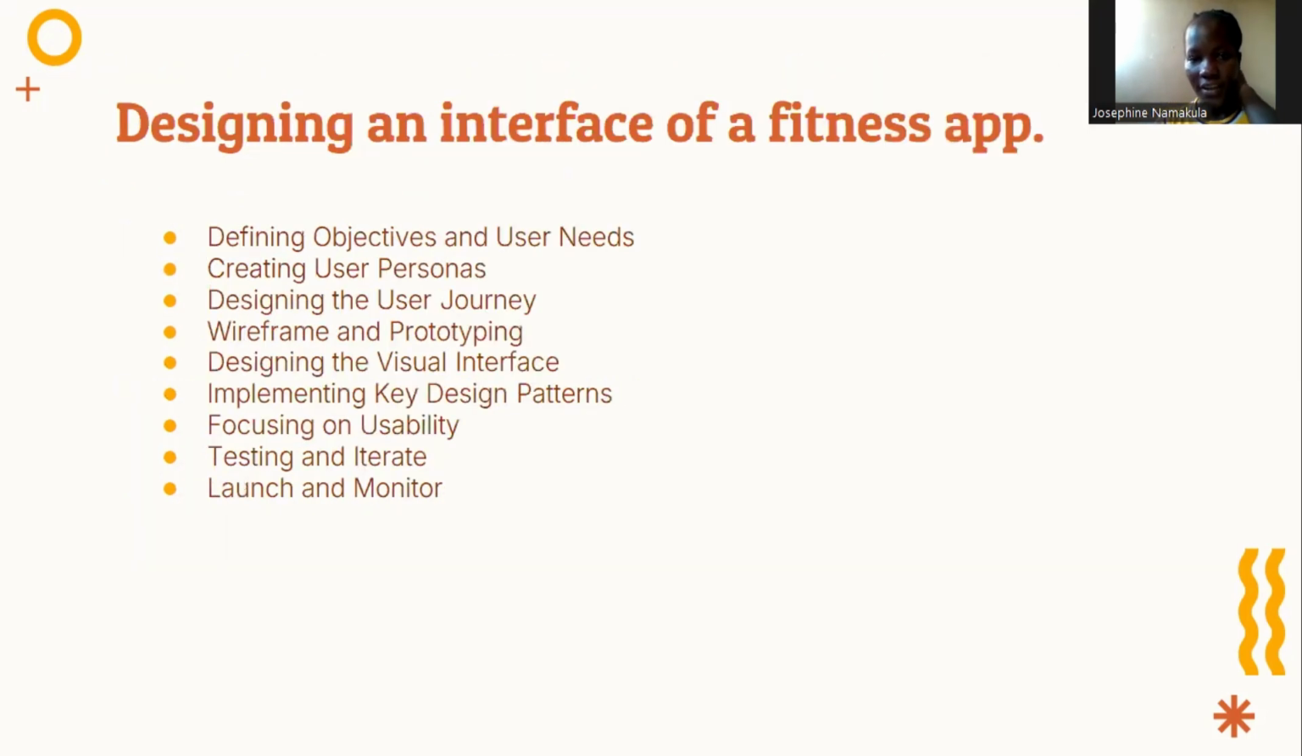When I move to the next slide, we were asked: how would you design a user interface for a new mobile app that allows users to track their fitness goals? First, we define objectives and user needs. We create user personas. Who are user personas? Developing personas based on user research. We would create personas representing different types of users, such as beginners, experienced athletes, and those with specific fitness goals.